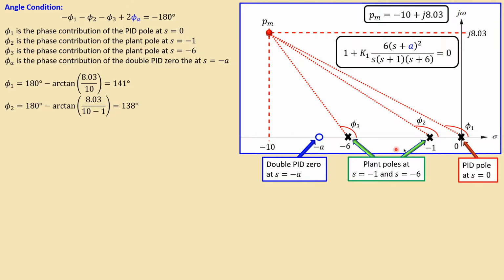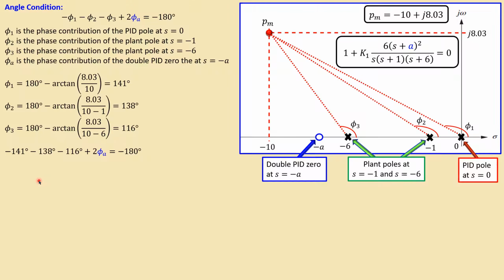In a similar form, you can do that for phi 2 and phi 3, and you will get this result. You can see 10 minus 1 is this distance, and 10 minus 6 is this distance. So you will have another ratio, because the distance between the minus 10 and the location of the pole will change. That's the only change here in this expression.